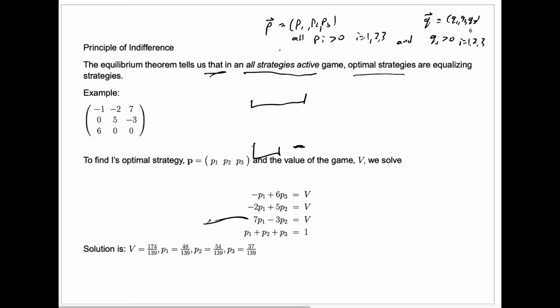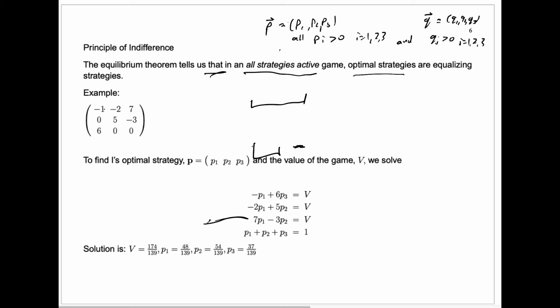Each row in each column has some good choices and some bad choices. It looks like, or at least very well might be, an all strategies active game. So let's pretend for a minute it is. That's not a horrible assumption, because if it turns out we're wrong, we'll see that later in the computations. So let's act as if it is an all strategies active game.